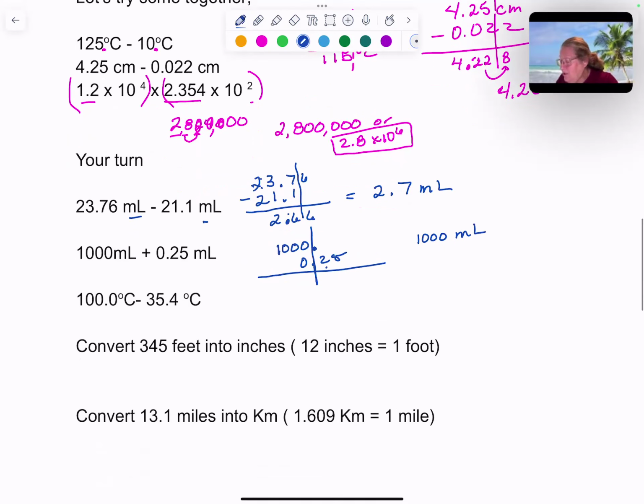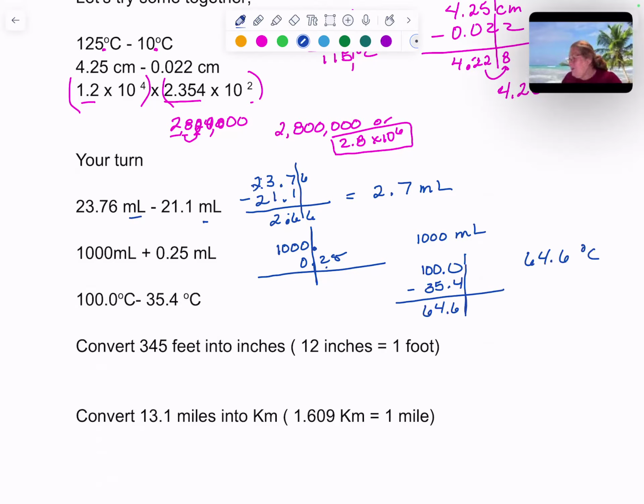Here's a temperature one. We haven't talked about temperature conversions yet. That's in a future video. So we've got 100.0, 4 significant figures, minus 35.4. Well, we're going to chop it off at the tenths place, just like it looks. So 100 minus 35.4. This is going to give me 64.6, and there's no need to change anything. It's already right there.